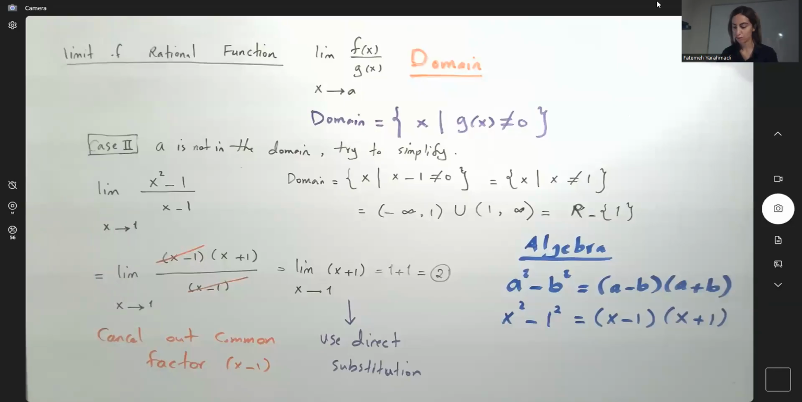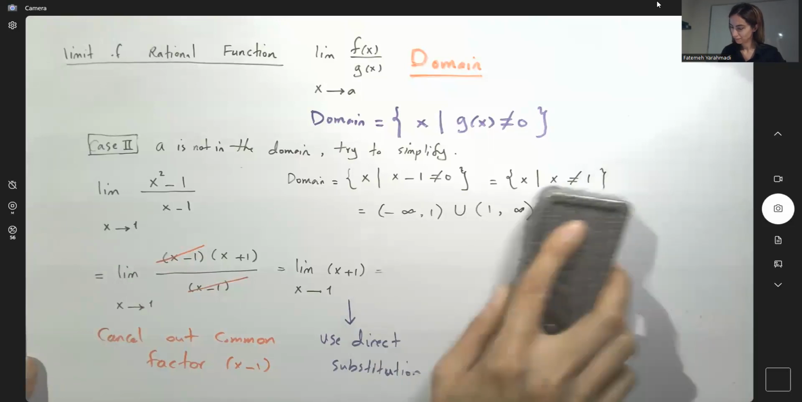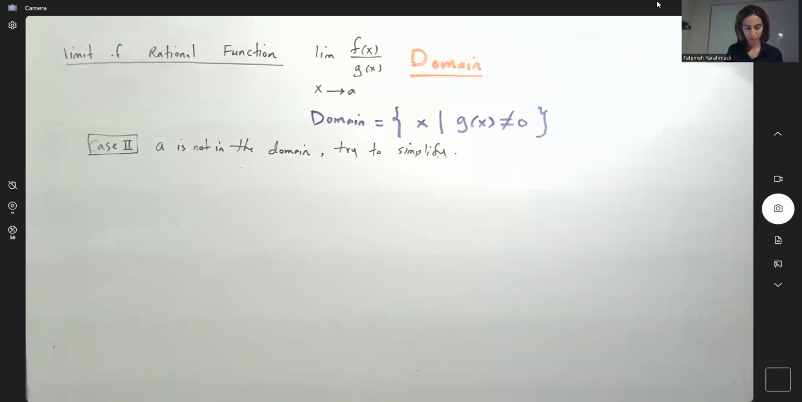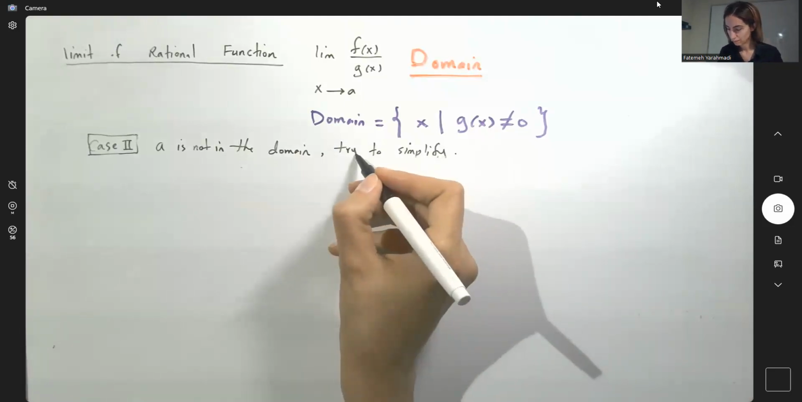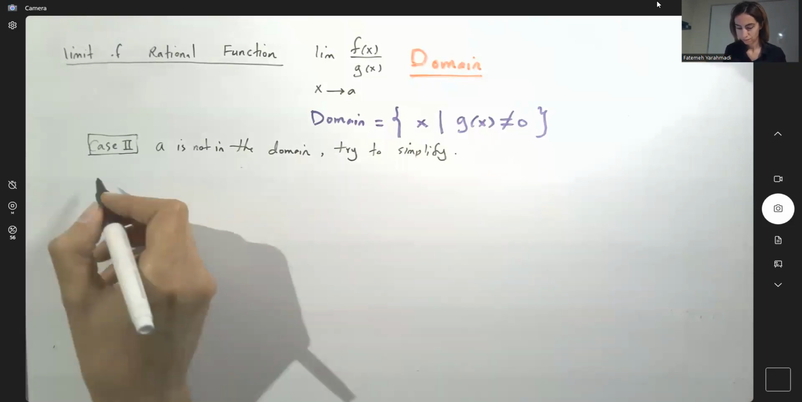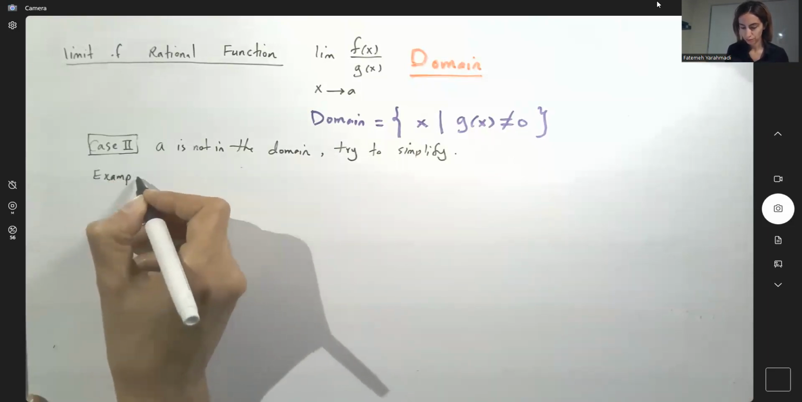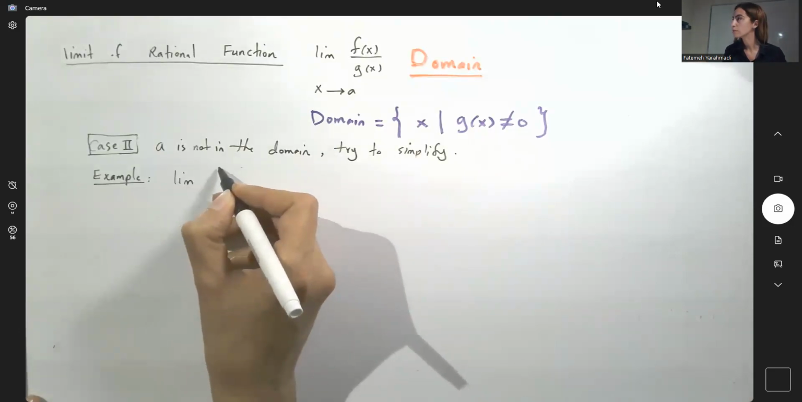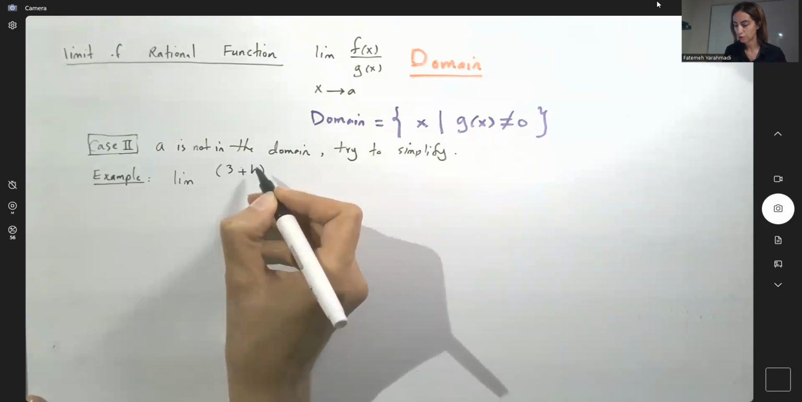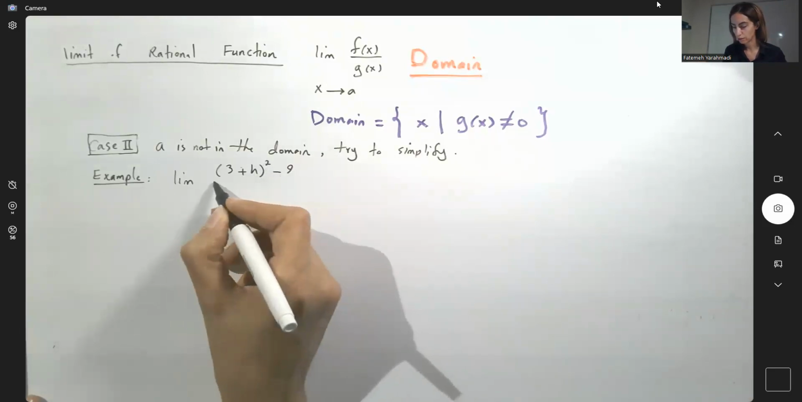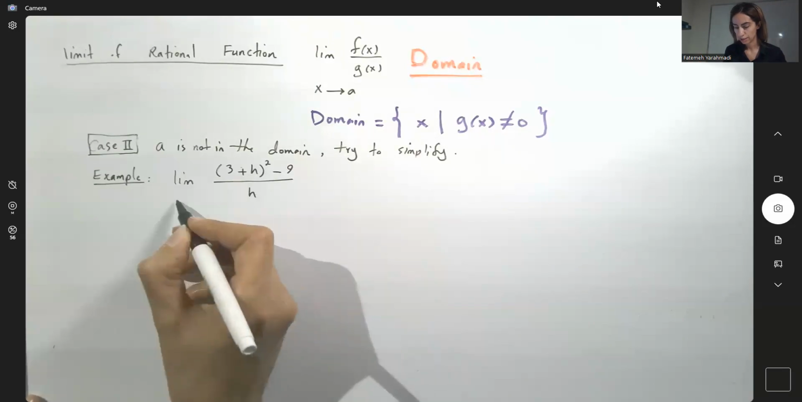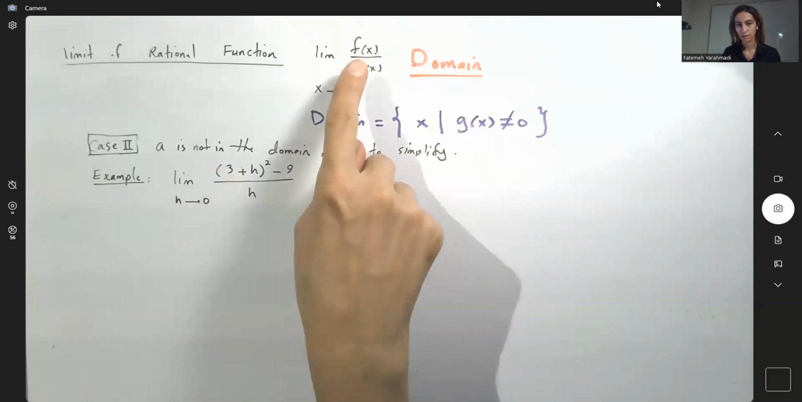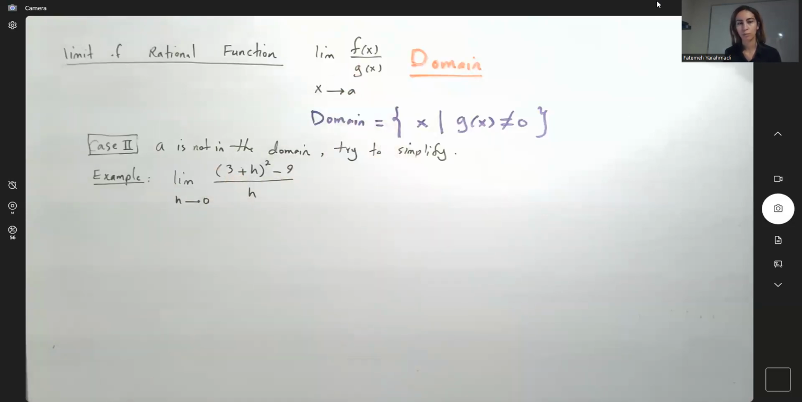Our example for case 2. So another example for you here says, calculate the limit of (3 plus h) to the second power minus 9, divided by h, as h goes to 0. This is a rational function. Let us find the domain first.